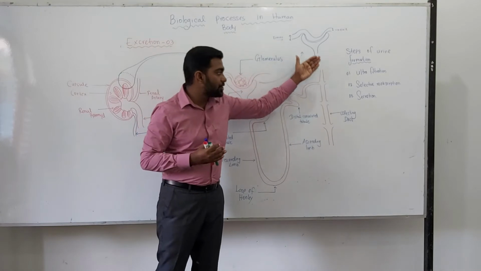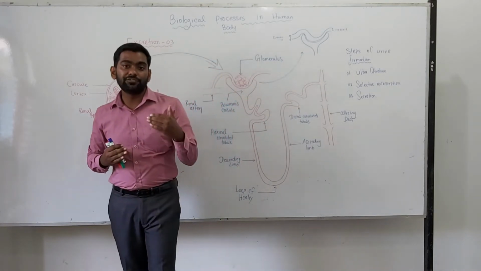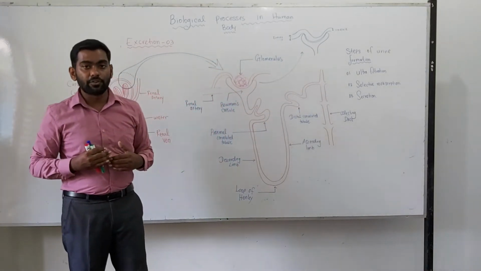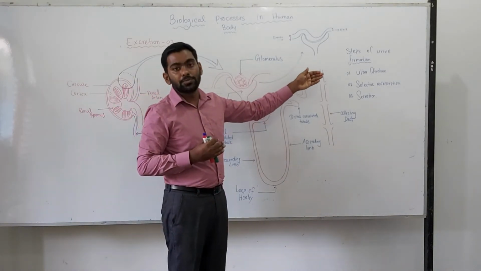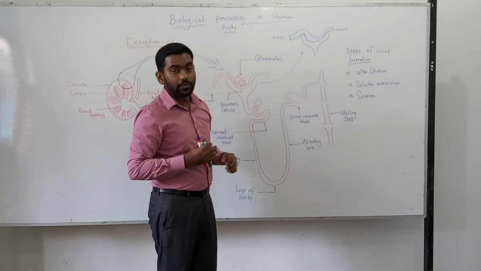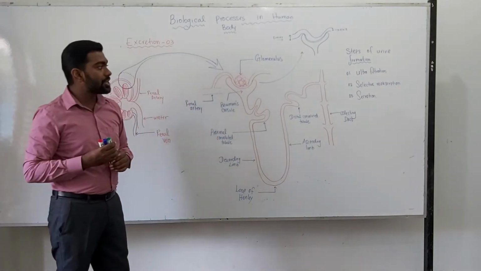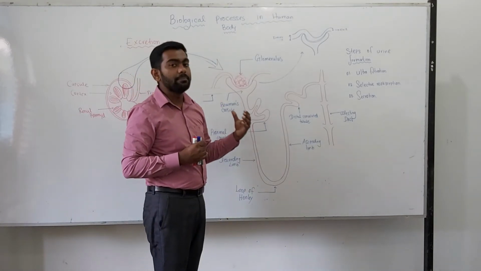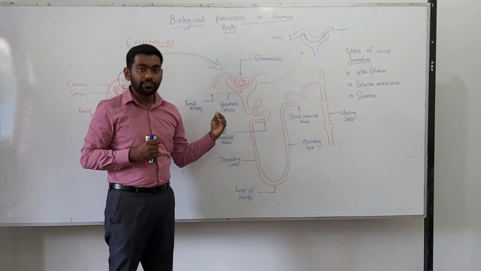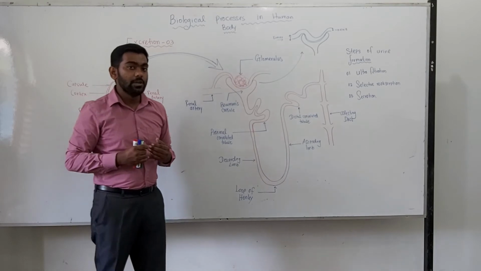All these 3 steps happen in 3 different places of each nephron. You can see ultrafiltration, selective reabsorption, and finally the secretion. And now let's have a look at how this process happens in different parts of the nephron and what the purpose of this process is.